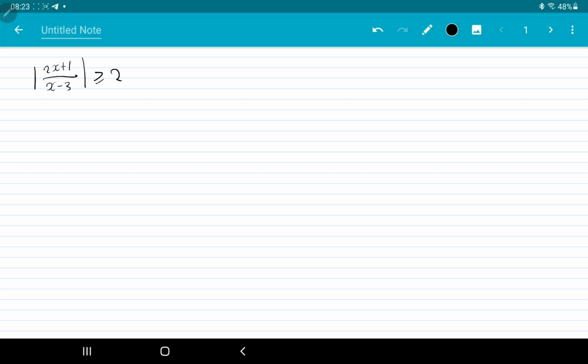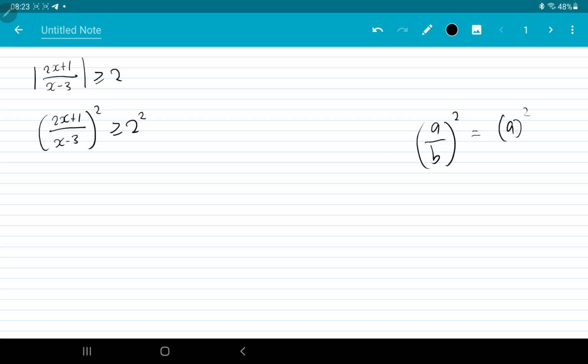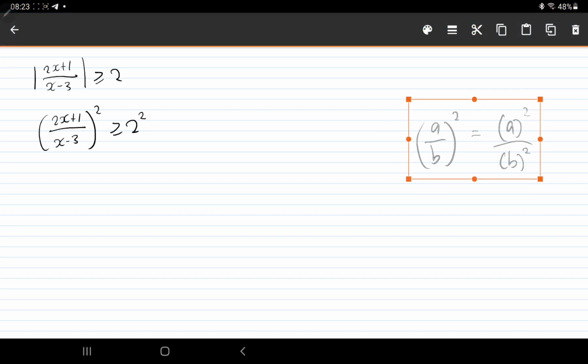So now we squared the modulus and therefore we get (2x + 1) divided by (x - 3), squared, is bigger than 2 squared. Remember, I squared both sides. There's another rule: (a over b) squared, we can simply separate this expression to become a squared over b squared. That's how we deal with this kind of situation.